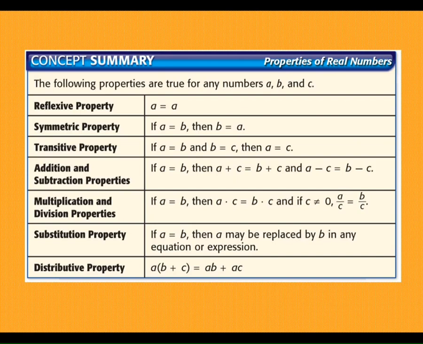The symmetric property means you can switch around what's on each side of the equal sign. If A equals B, then B equals A. If 10 plus 3 equals 13, then 13 equals 10 plus 3. That's the symmetric property.